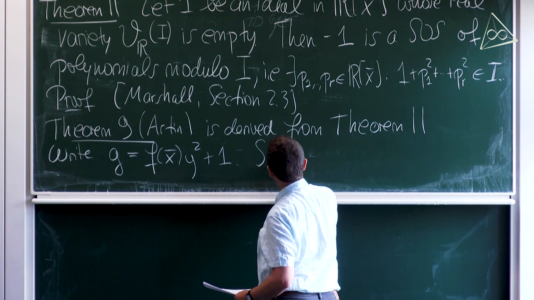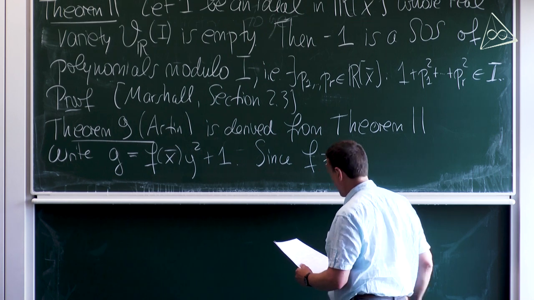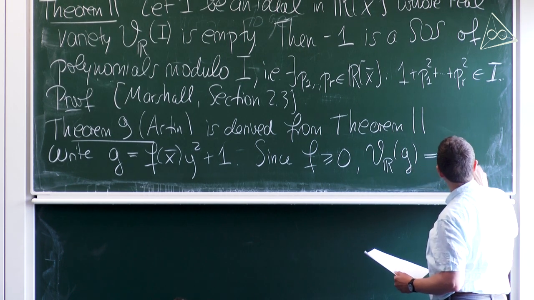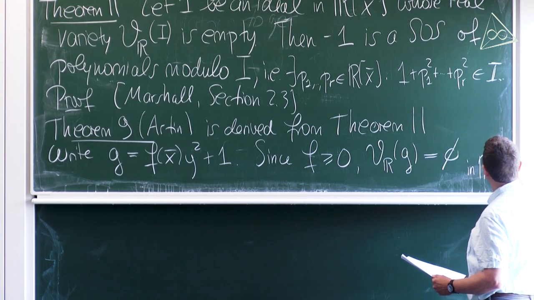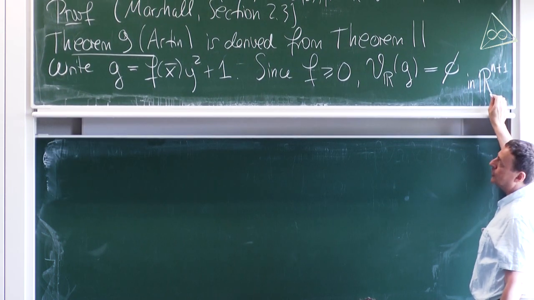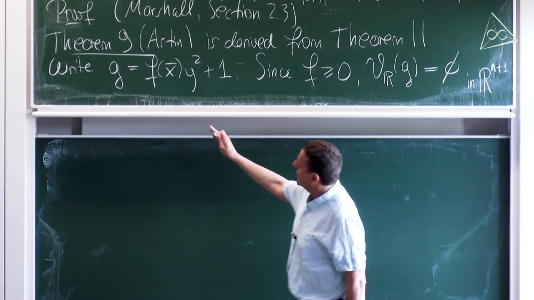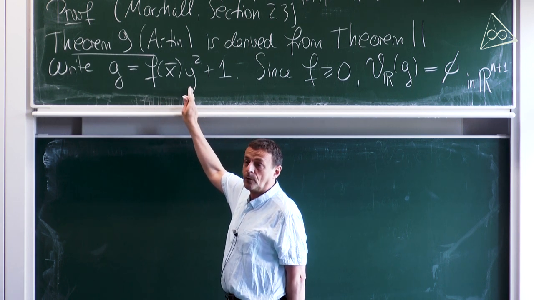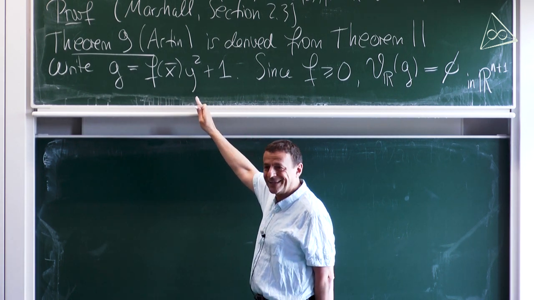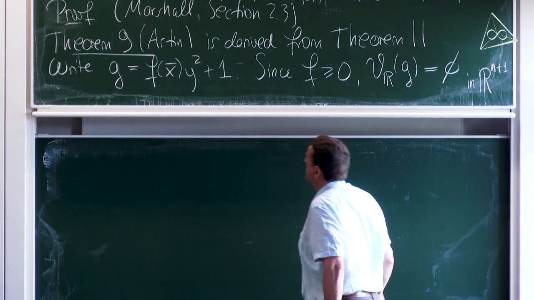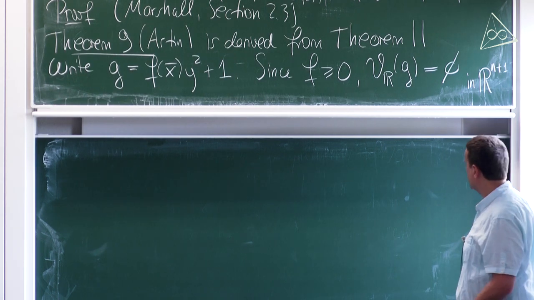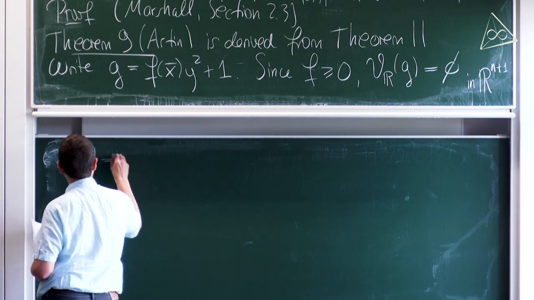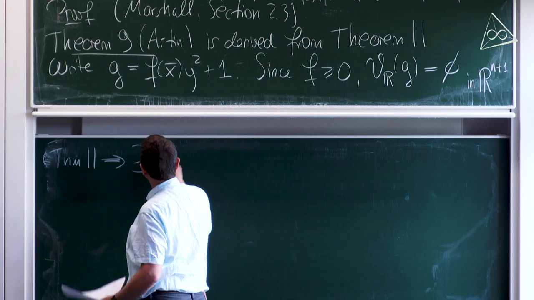Well, since f is assumed to be a non-negative polynomial, the real variety of g is empty, right? And this is inside real (n+1)-dimensional space. So it's similar to the argument we had for the ordinary Nullstellensatz. I'm assuming that f is a non-negative polynomial. I multiply it by a new variable y squared, that's non-negative, plus 1. And so this has no solutions, right? This has no roots if f is non-negative. Well, by theorem 11, so I wanted to derive Artin from theorem 11, there exists a certificate now.